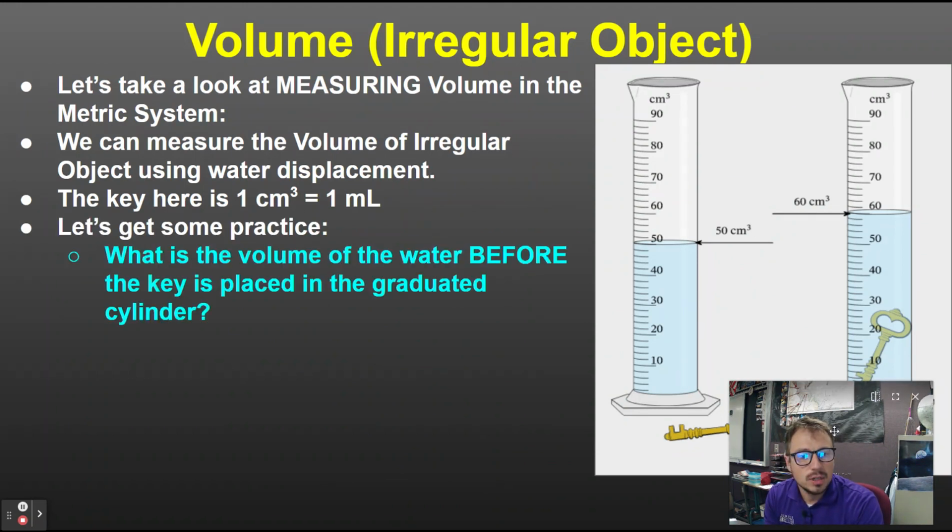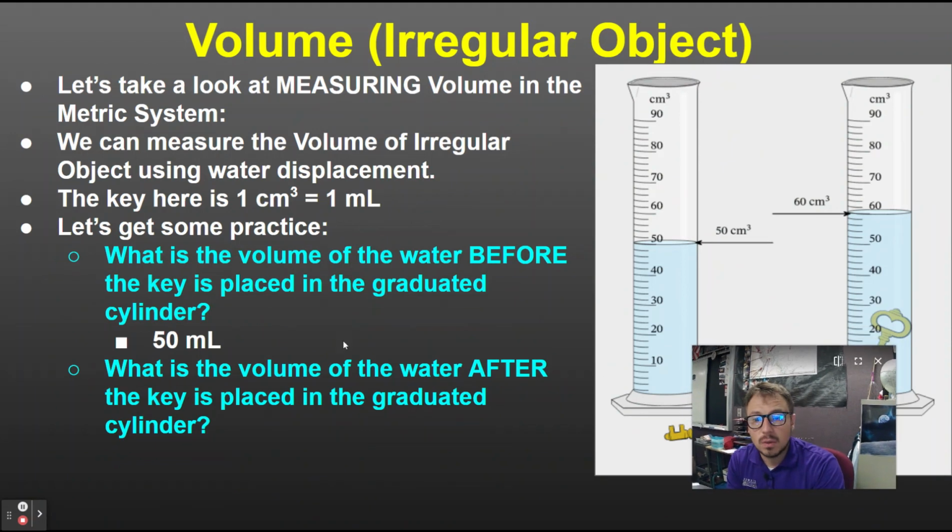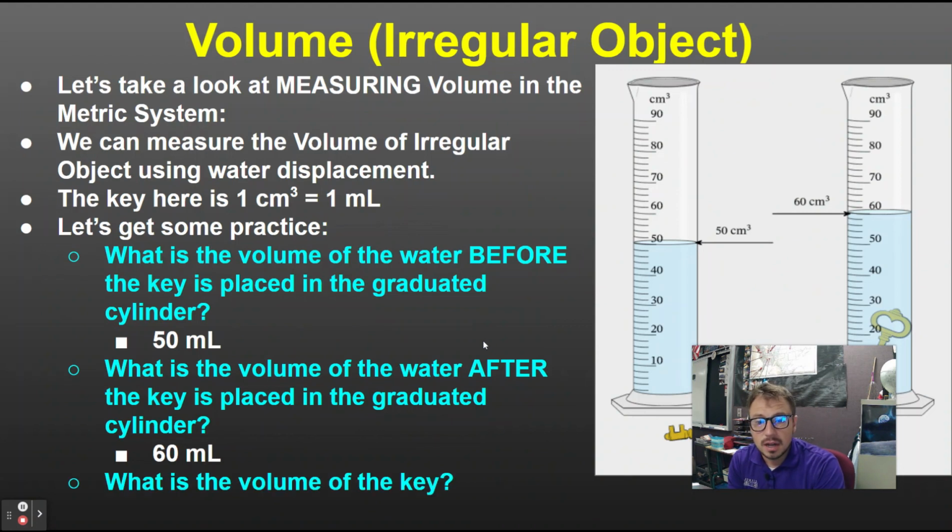If we put 50 milliliters of water in a graduated cylinder, that's the starting volume. Then I place the key in there, because I want to find the volume of the key through displacement. Now the level is 60 milliliters, or 60 centimeters cubed. So the volume of the key is 10 milliliters, since it displaced 10 milliliters of water. That was what we did in the Eureka Density Lab.